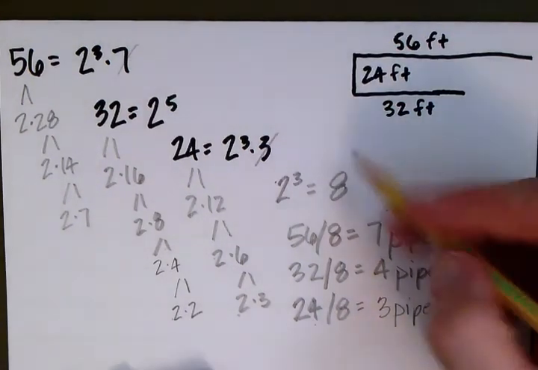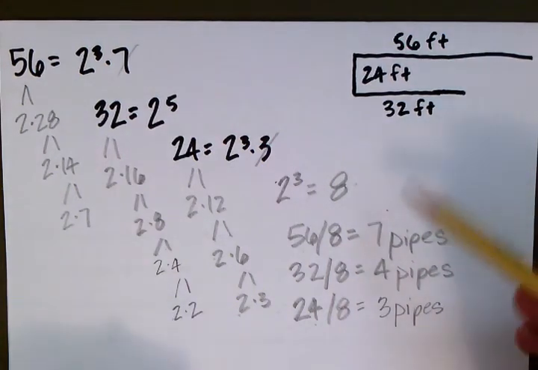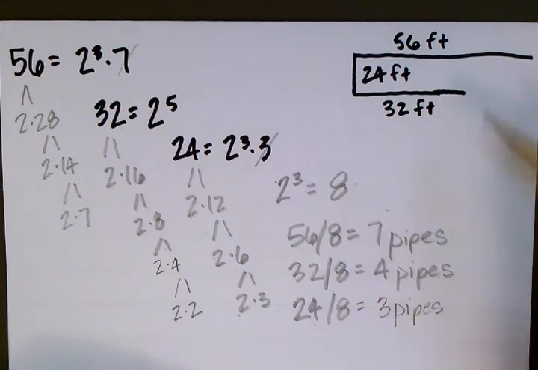So that's our answer. Our pipe length is going to be 8 feet. For the 56-foot trench, we need 7 pipes. For the 32-foot trench, we need 4 pipes. And for the 24-foot trench, we need 3 pipes, all connected together to fill the trench. And that is the answer.